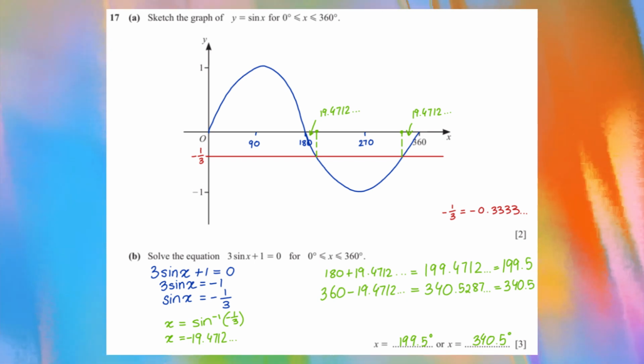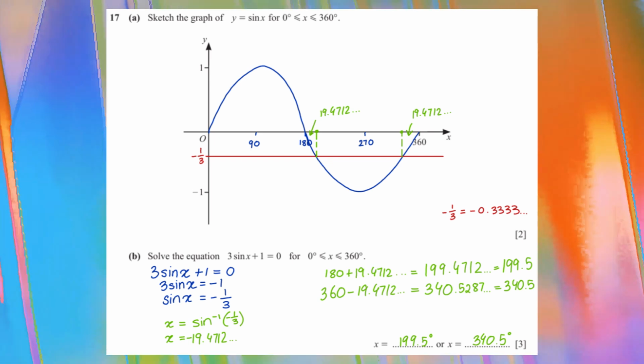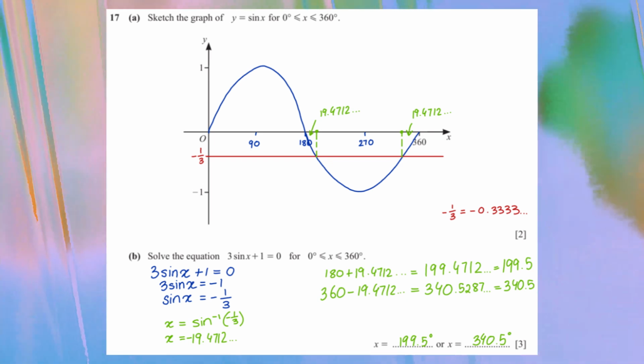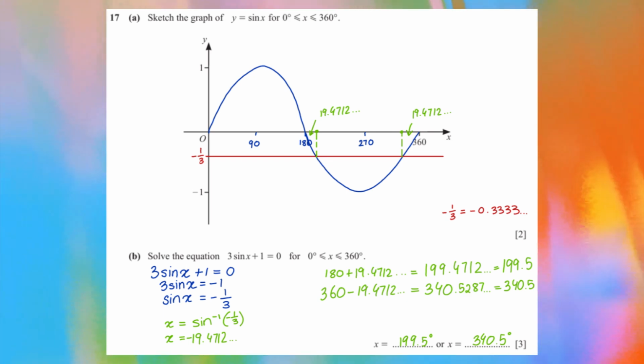The reason we are rounding to one decimal place for this answer and not three significant figures is because for the IGCSE Cambridge Mathematics 0580 exam, all angle values should be rounded to one decimal place unless otherwise specified.